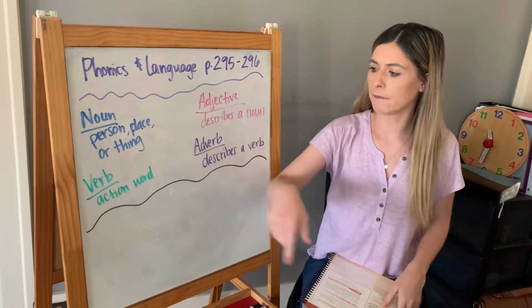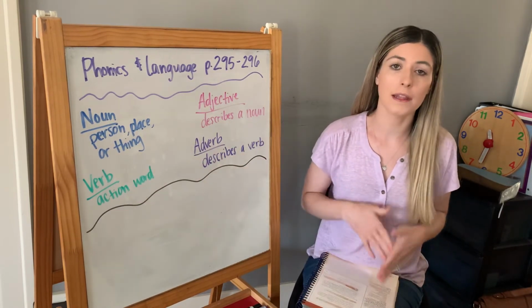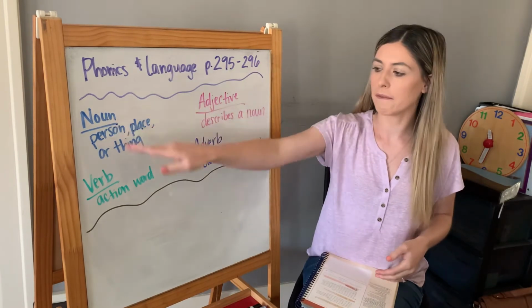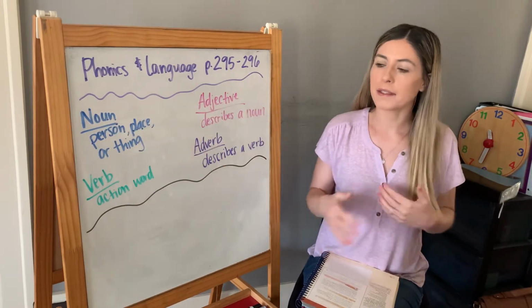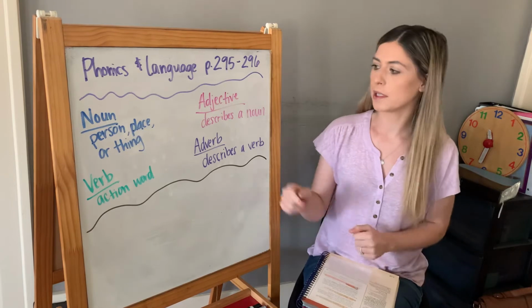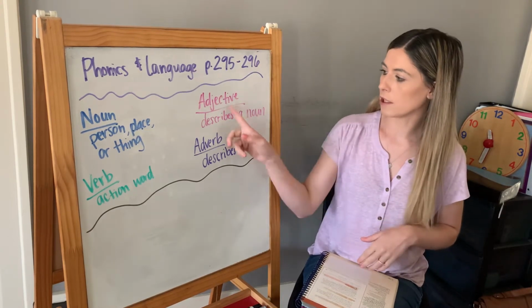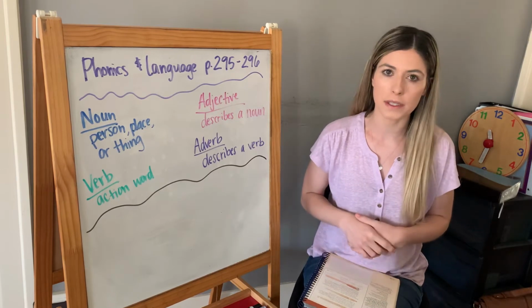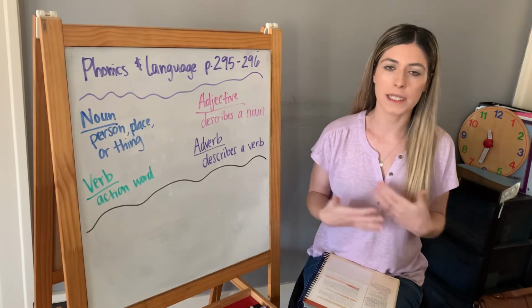Then we have a verb. A verb is an action word. That's the thing happening in a sentence. So every sentence must have a noun and a verb. Then, to make our sentences much more interesting, we can add adjectives. Adjectives describe a noun. They make the noun, the person, place, or thing more interesting, more details about that person, place, or thing.